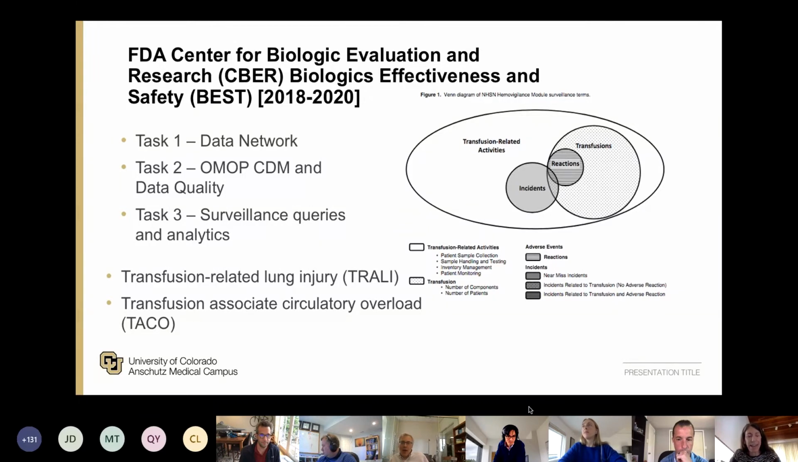So the task that we were assigned, and we came into this work 1 year later than the other partners, so we had a little bit of catching up to do. But in addition to being a member of the data network and being able to do queries across the network, we had to have our data in the OMOP CDM, and we had to participate in data quality assessments, and then we had to answer surveillance queries and do analytics.